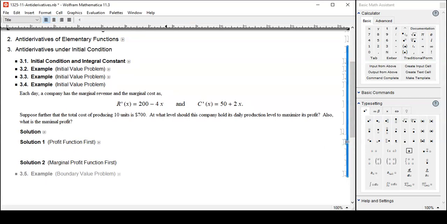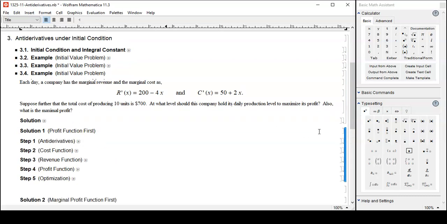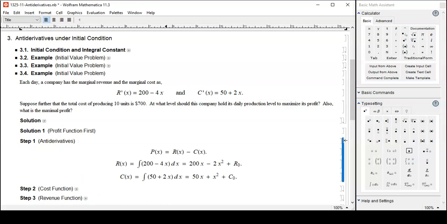We went through solution 1 of this problem, remember? So we want the profit function is r minus c. So from here, taking the antiderivative, we got this. From here, taking the antiderivative, we got that. So r prime to r, c prime to c. And I didn't want to use plus c for arbitrary constant because c is already taken by cos. So I use r0 and c0.